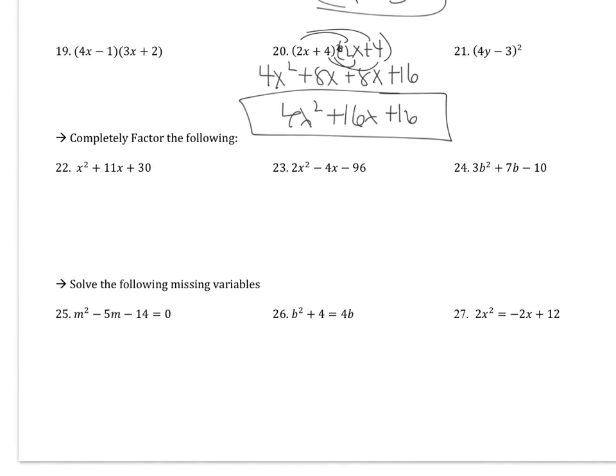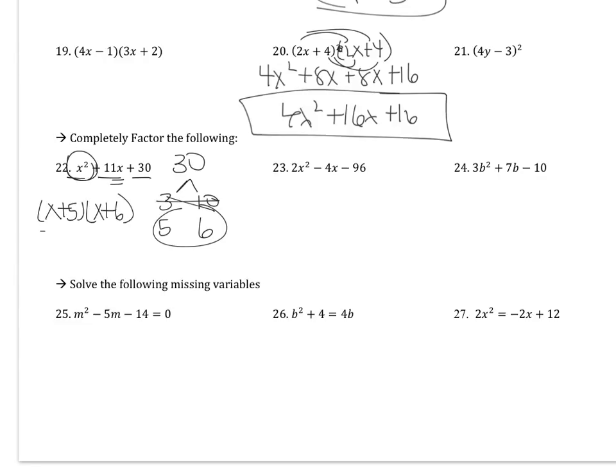Factor completely. The first thing you ask yourself is, is there a GCF between these three things? No. So I don't have to slide and divide because there's no number in front of that one. So I'm going to write 30. I need factors of 30 that add up to 11. So first factors of 30, 3 and 10. Add them up. Does that make 11? Nope. All right, I need other factors of 30. 5 and 6. Add them up. Does that make 11? You betcha. I'm done. x plus 5 times x plus 6.